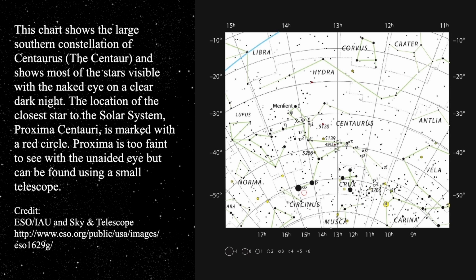And Proxima is too faint to be seen without using a small telescope. Yeah, that's kind of a bummer, but that's how we go. The key to the discovery is, of course, the spectra. So here are some typical stellar spectra that you might take with a telescope.